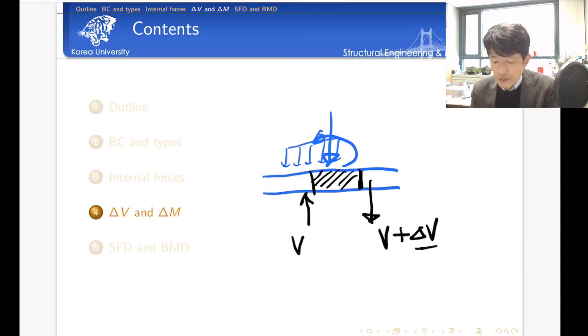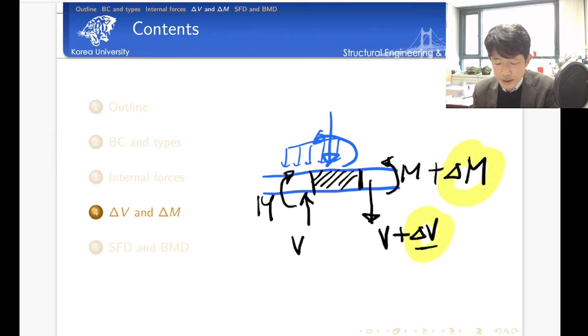And also, if you look at the left hand side, there must be the reference bending moment. And then if you measure the same bending moment at some distance, on the right hand side, there must also be a change in the bending moment, by delta M. So we want to calculate this quantity, delta M and delta V, okay? That's why the title of the lecture note is delta V and delta M, okay?